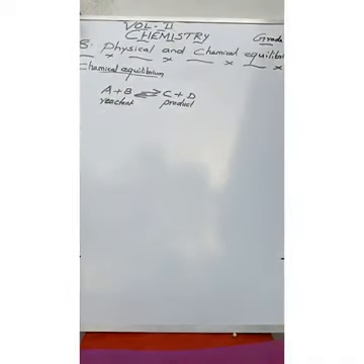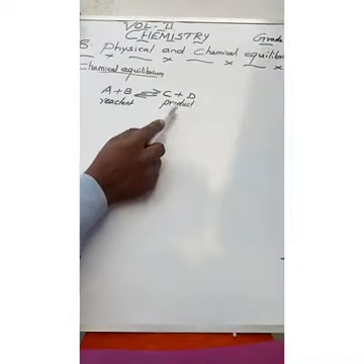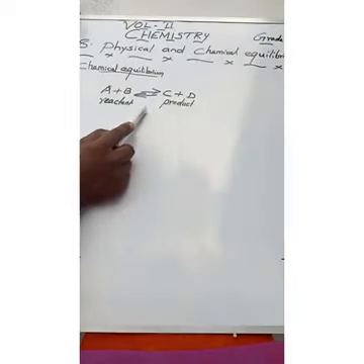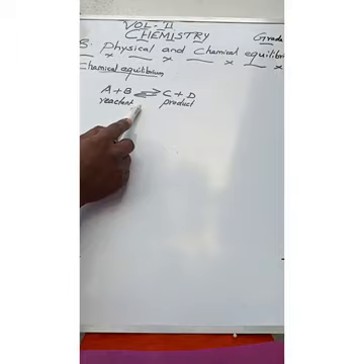Now another one, C plus D. C plus D are the products. When C plus D come back, we get the reactants. That is the reversible reaction, the backward reaction.